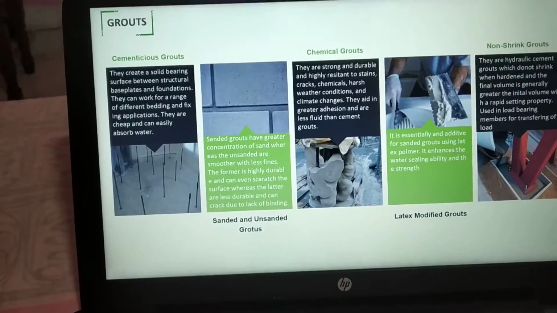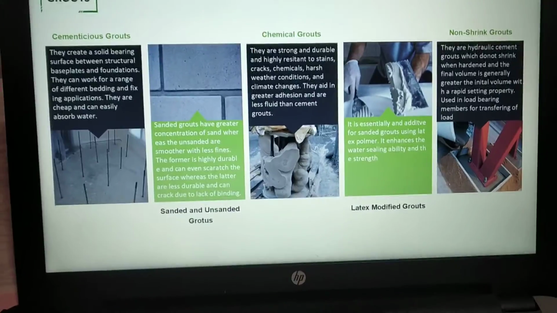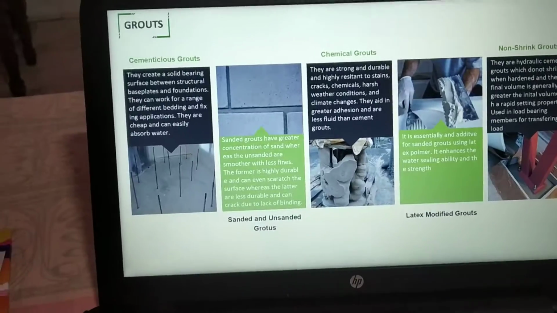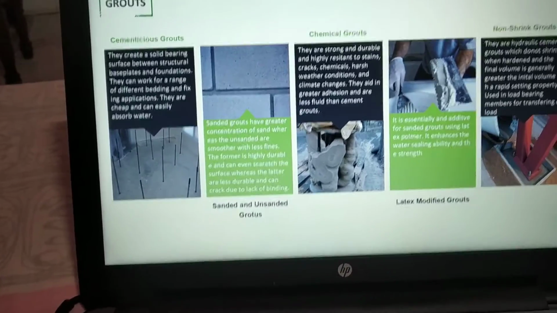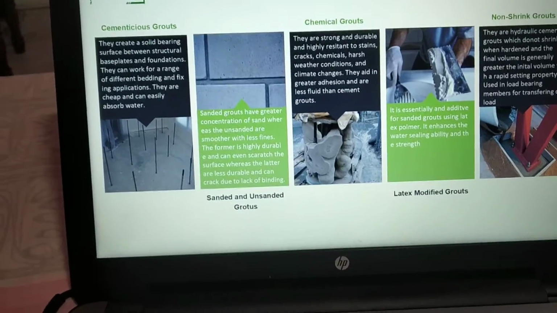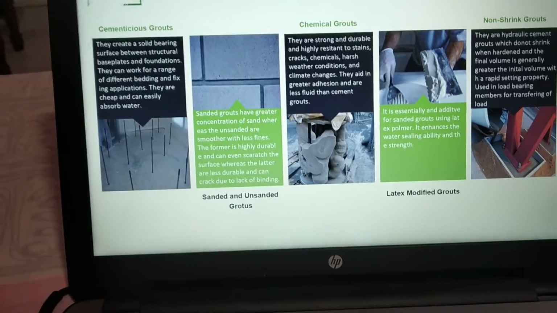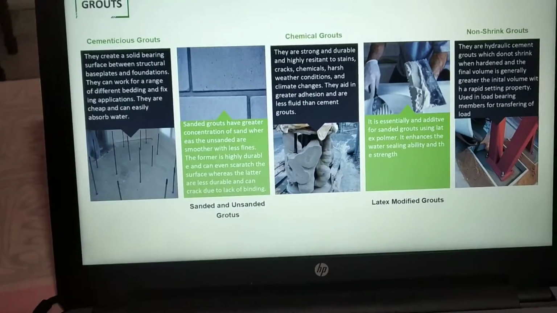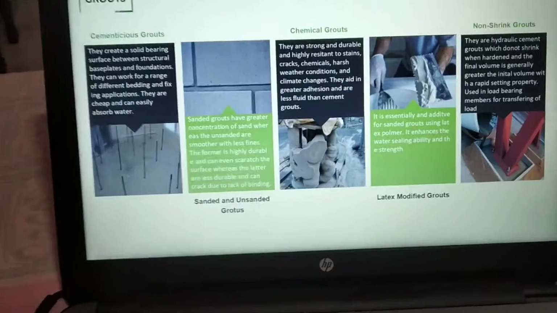Coming to one of the most important grouts, which is the chemical grouts that have been used recently in many applications, chemical grouts are highly durable and strong and are highly resistant to stains and cracks. They not only withstand any kind of harsh weather conditions and climatic changes, but also aid in greater adhesion, which means we get a more strengthening property from them.